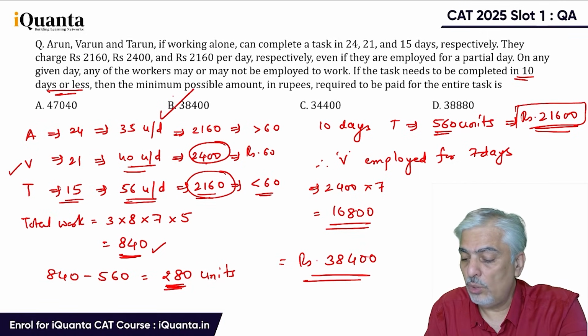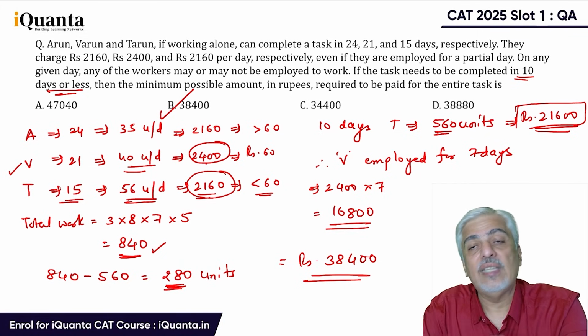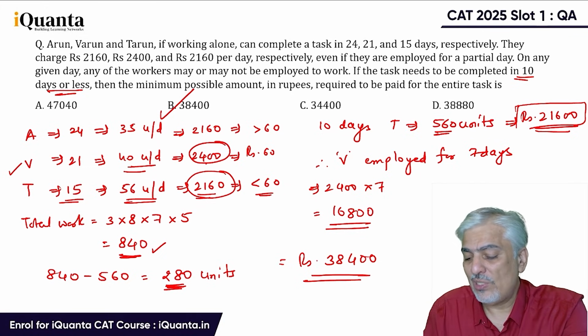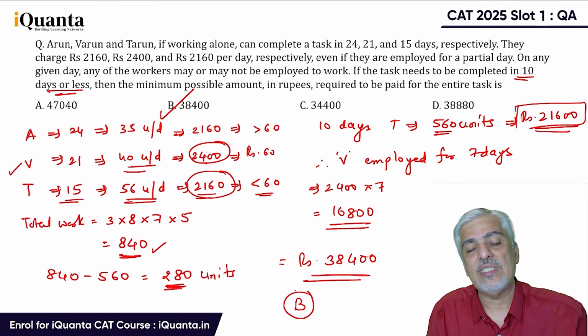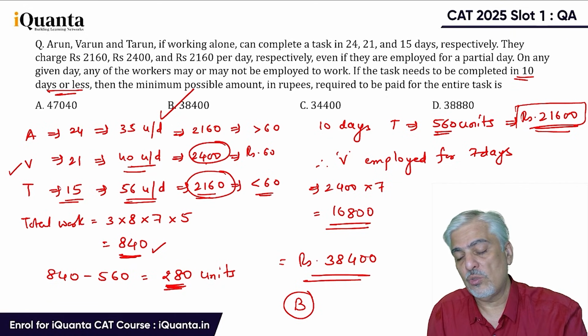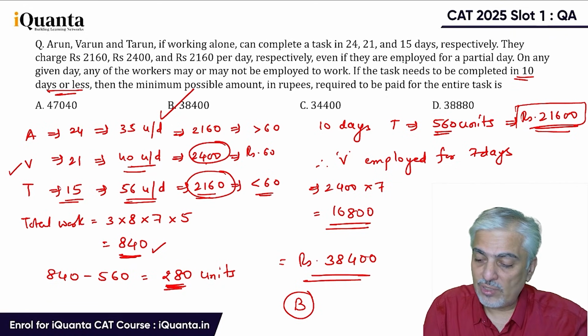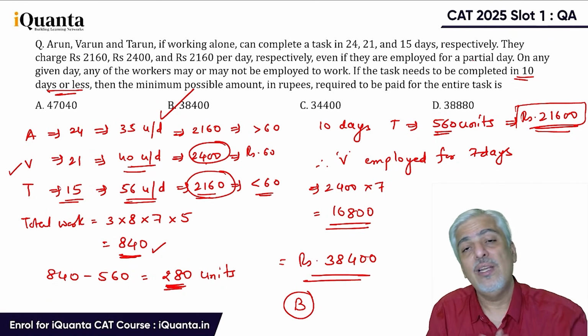The options were pretty close, so you have to be very careful. Answer is option B. Where would I put this question? Level B. Again, not level A. It's not something which I see and say, okay, wow, this looks very straightforward. Different rates were there for different people. We had to go and figure out which was the cheapest one. This part of the employed of partial day and full day kind of confuses a lot of people.